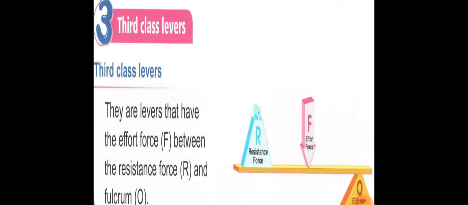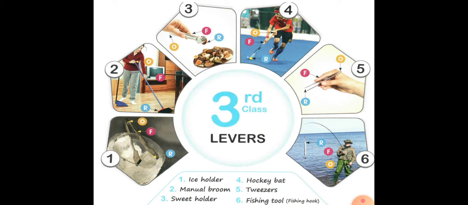What about the third class levers? The third class levers are the levers that have the effort force between the resistance force and the fulcrum. Examples: ice holder, manual broom, sweet holder, hockey bat, tweezers, and fishing tool or fishing hook. They are all third class levers. Why? Because they are the levers in which the effort force is in the middle between the resistance force and the fulcrum.